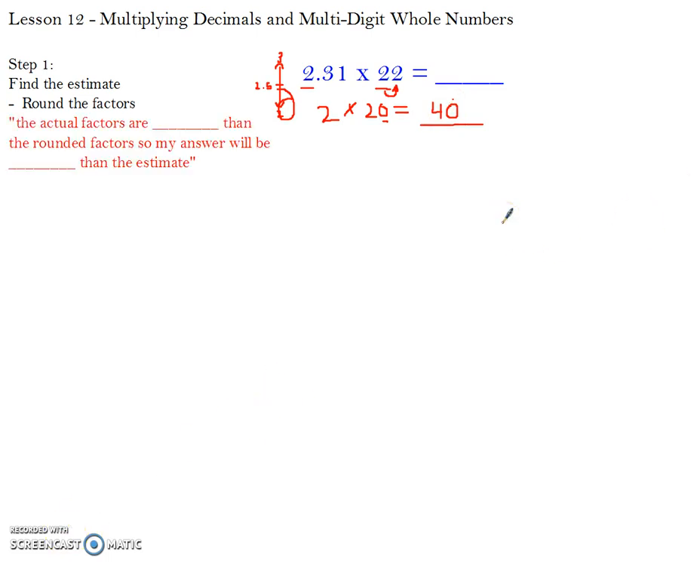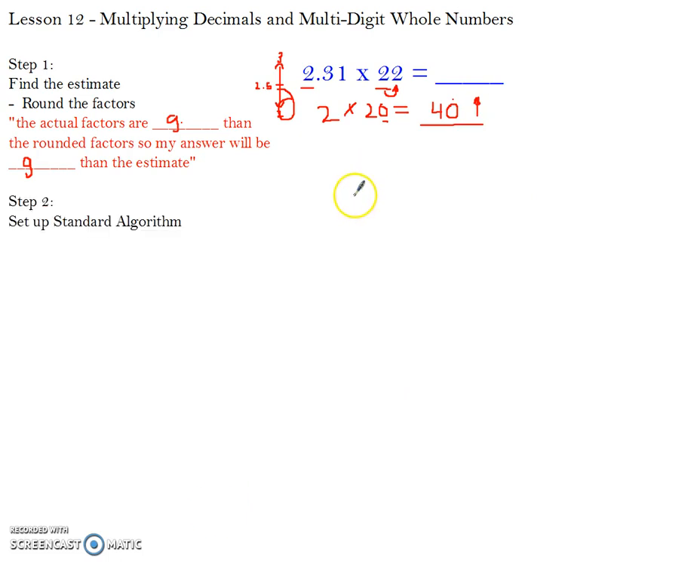When going back and checking the reasonableness of our answer, we can take a look at this sentence frame right here and fill in the blanks with greater than or less than. The actual factors are blank than the rounded factors, so my answer will be blank than my estimate. For this problem, our actual factors are greater than our rounded factors. So we know that our answer is going to be greater than our estimate. So when we get to checking the reasonableness, we're going to know that our answer is going to be more or greater than 40.